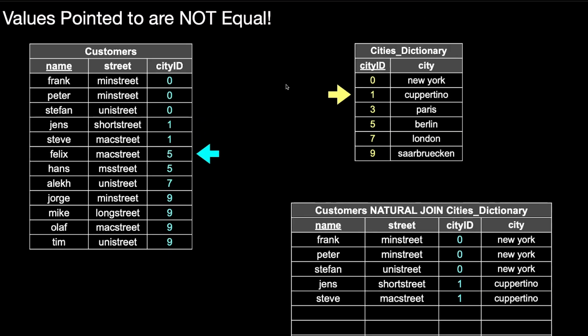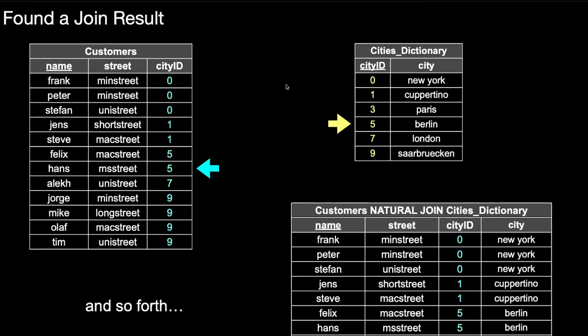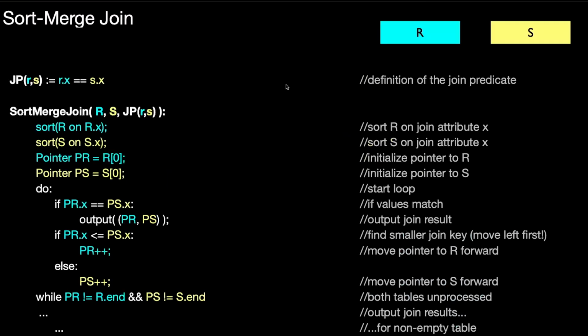So basically I step through these two columns, not concurrently in the sense of multi-threaded, always moving the right pointer forward, and whenever I have both pointers pointing to the same ID, I produce a join result. That's the idea of a sort merge join, and so forth, and so forth.